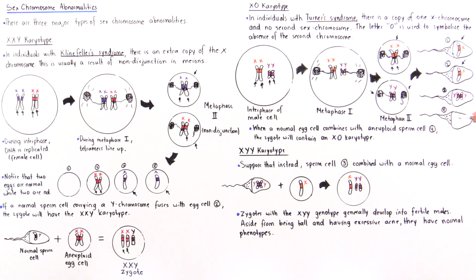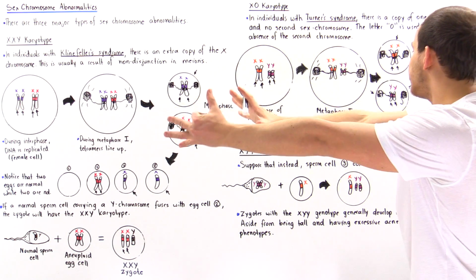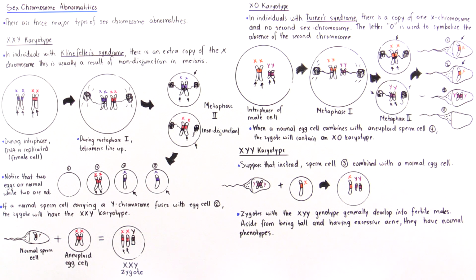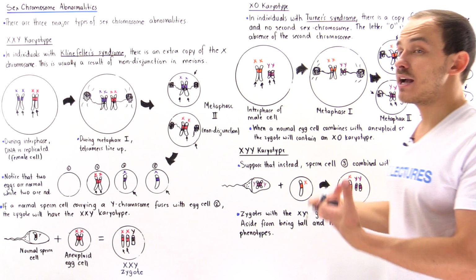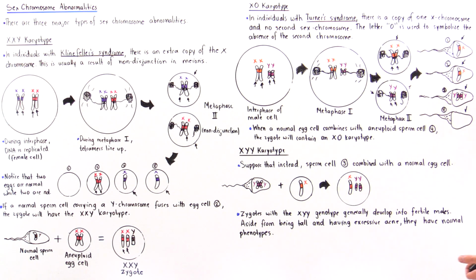On the other hand, we're assuming non-disjunction takes place within this other cell. Once again, this spindle fiber is not able to connect correctly with this sister chromatid. And so both of these sister chromatids are connected to one spindle fiber, and they are pulled to that side during anaphase 2 of meiosis. And so what we end up forming is these 2 abnormal sperm cells. In sperm cell 4, we lack any sex chromosome, and in sperm cell 3, we have 2 identical Y chromosomes.